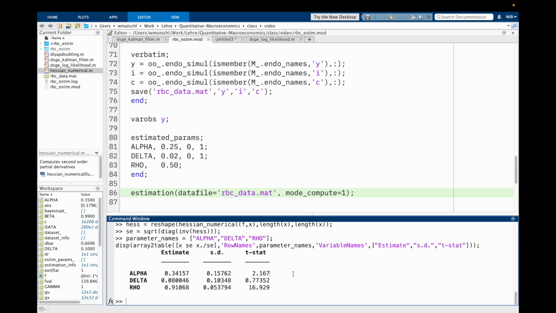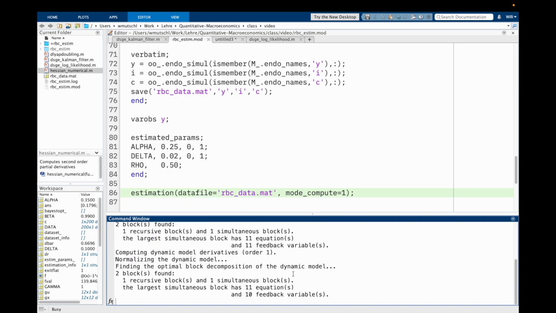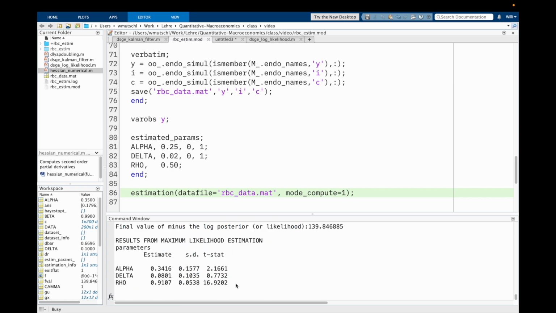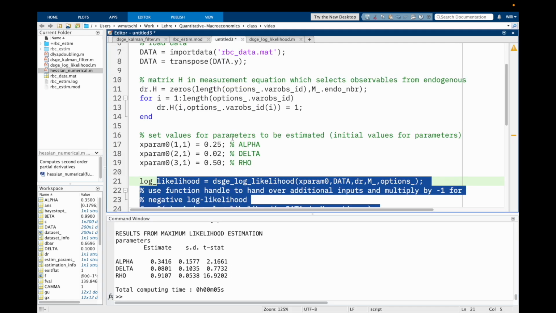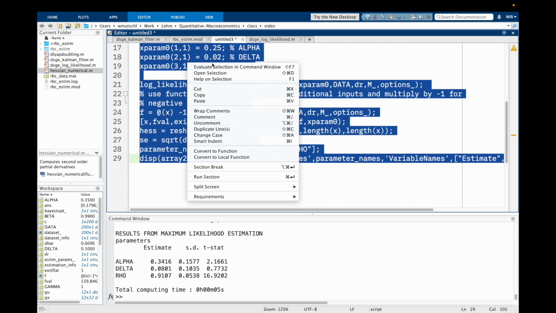Okay, so if I now run Dynare, it does the optimization, and this is the result from my maximum likelihood estimation. So let me run the whole script now to see how close we are.